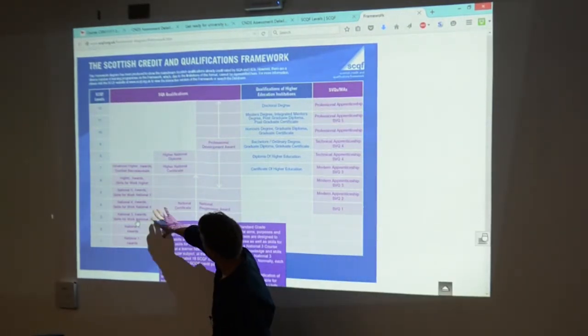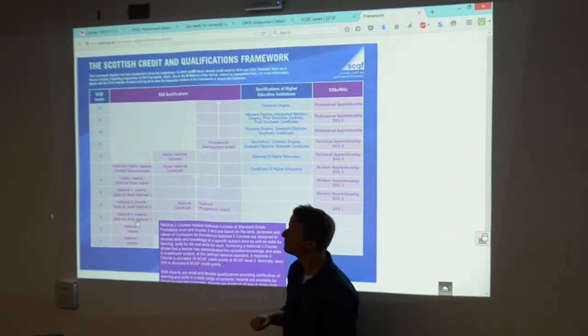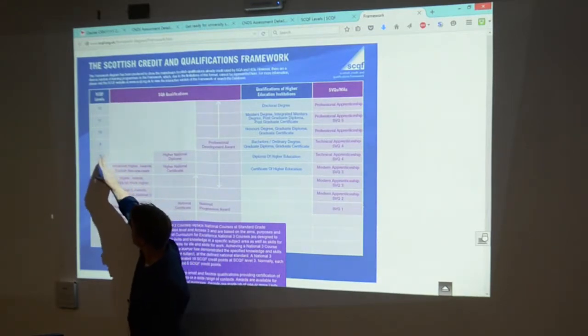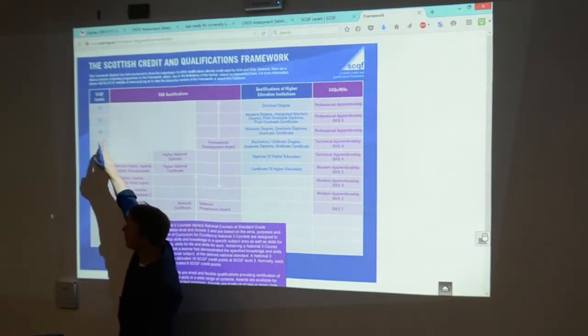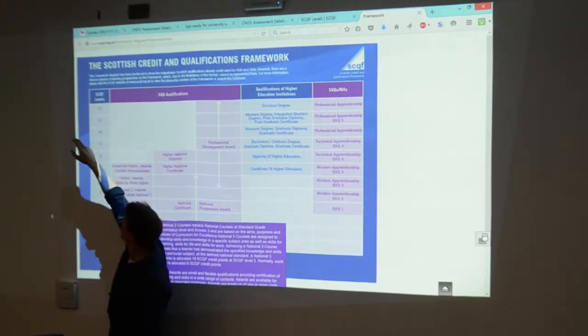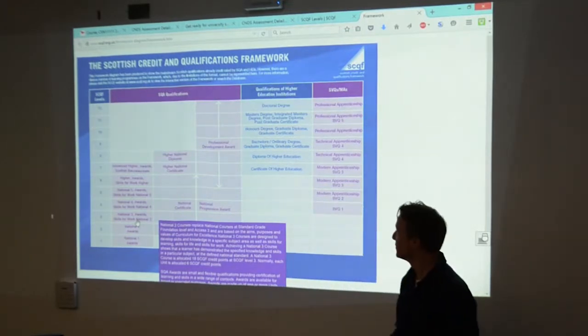So your schools right up to, so anyone know where university starts? Which level? 7? Yeah, so we're up here. So 7, 8 is second year, 9 is degree year, 10 is honours year, 11 is masters, 12? PhD. Okay, so there's different expectations at the different levels.